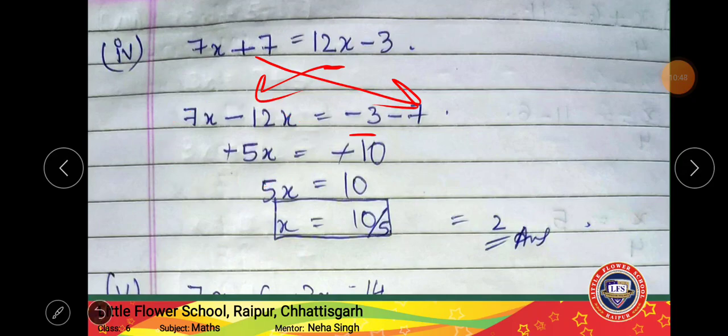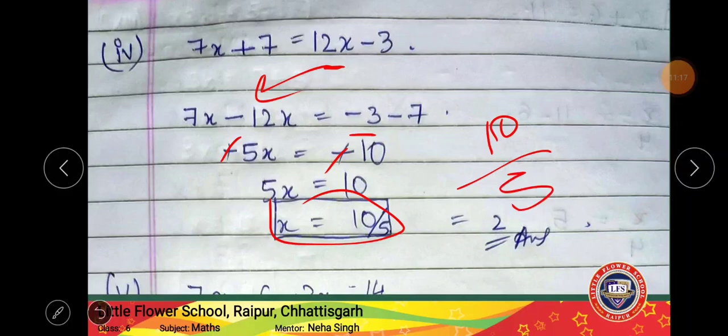Now 7 minus 12 is 5 and 7 minus 3 is 10. Now here minus sign will be there because this is minus 3 and minus 7. So minus minus is plus, we will add and take the sign of the greater number, which is minus. So here also minus minus will get cancelled. 5x is 10. The value of x will be 10 upon 5, which is 2. Got? So the answer for this is 2.